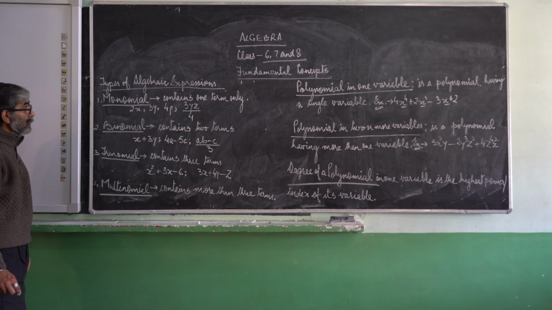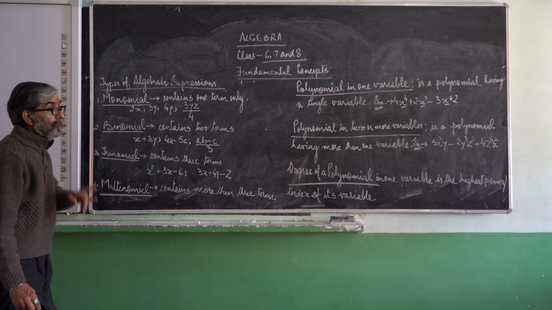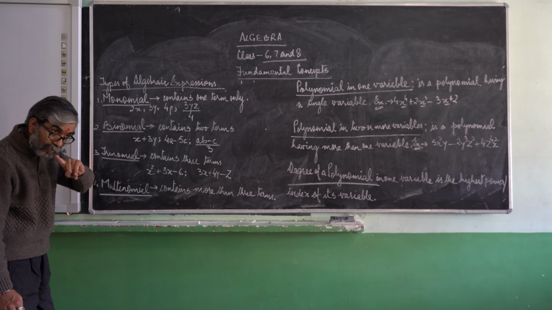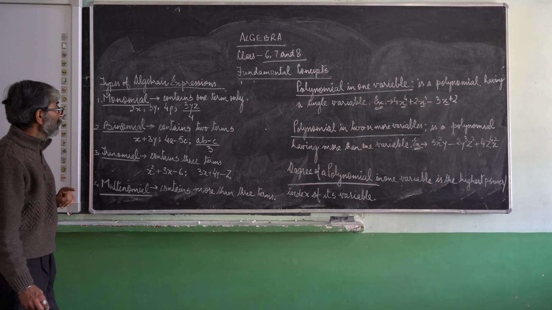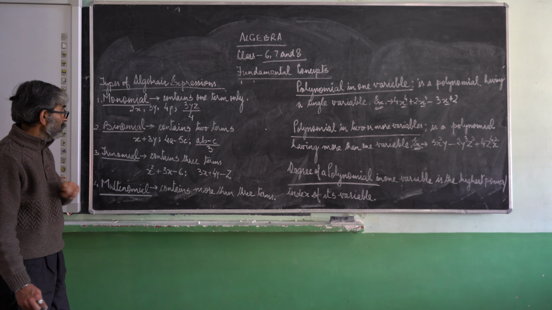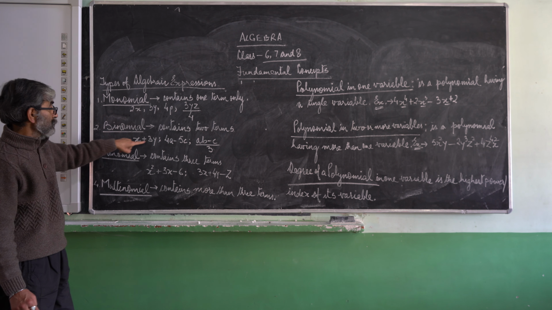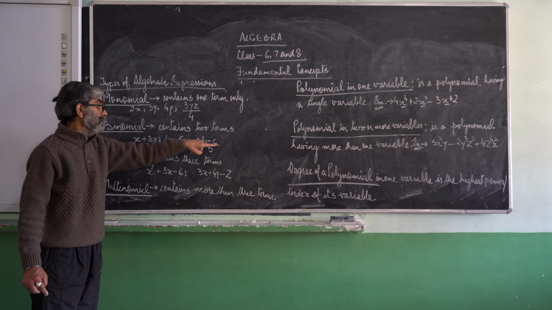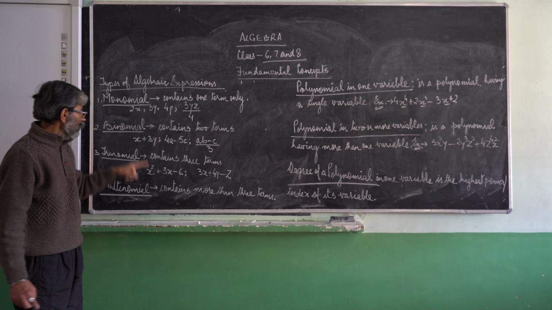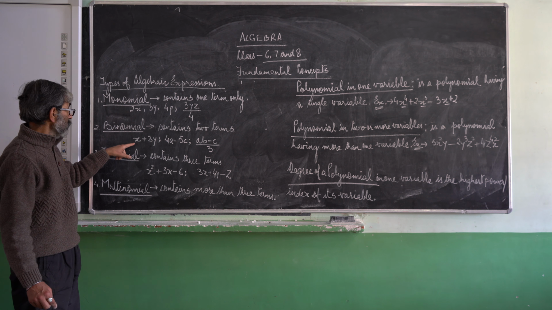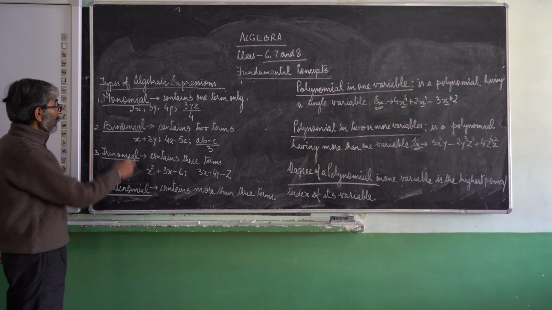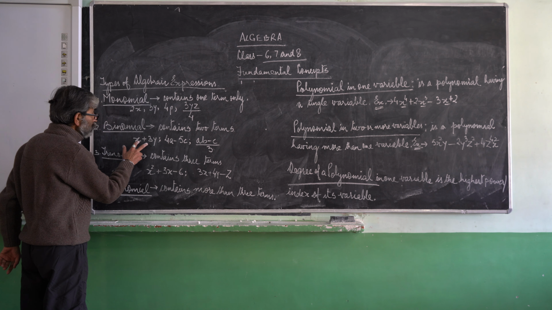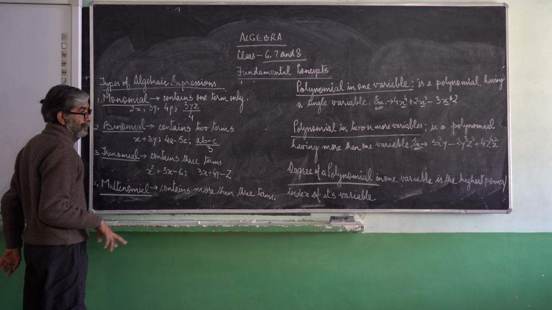These are expressions which have only one term. Binomials are those algebraic expressions which contain two terms combined by plus or minus sign. Examples: x plus 3y, 4a minus 5c, ab minus c upon 3. Now in the first example, binomial x plus 3y, x is one term and plus 3y is another term. So two terms being added.